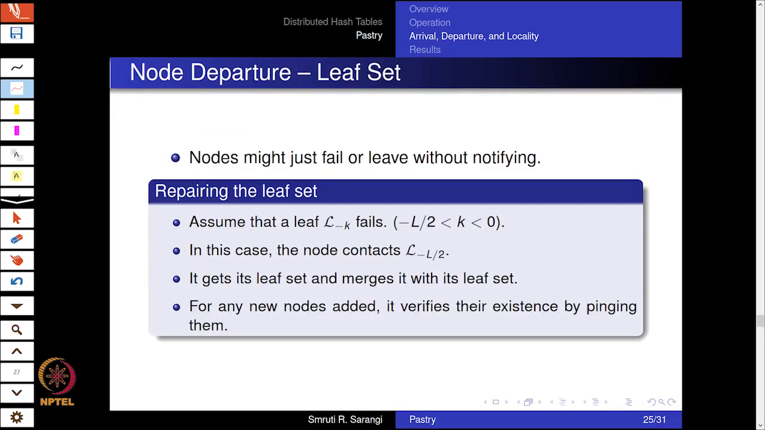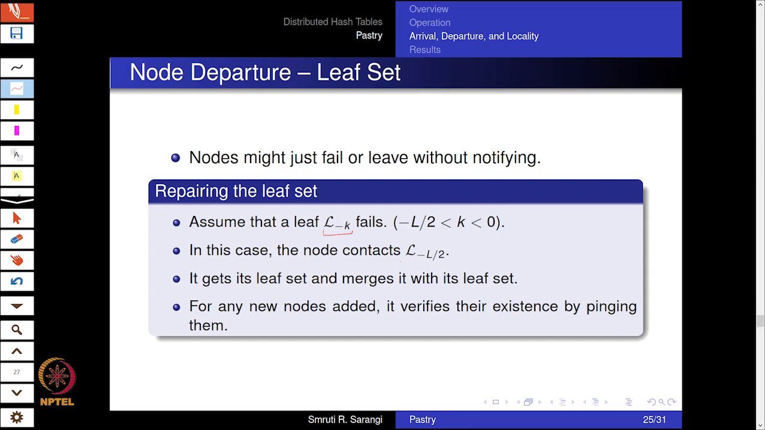So node departure. Nodes might leave with or without notifying. Say if a node is voluntarily leaving, it might let other nodes know. Otherwise, it is possible that it just fails. If it fails, it will just fail. It will not let anybody know. So assume that a leaf with ID minus k fails, which means that it's on one side. Let's say that it's on the anti-clockwise side.